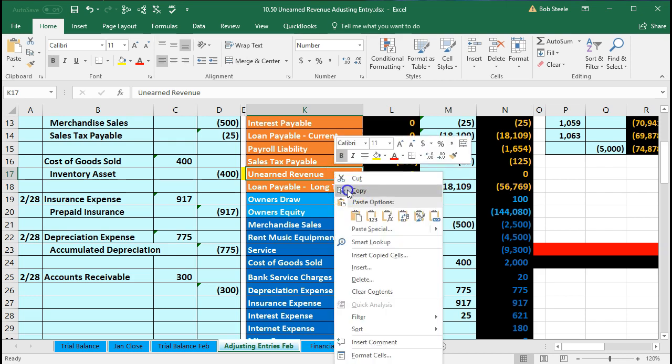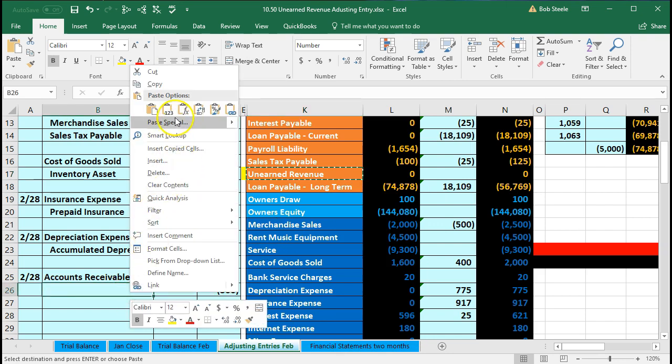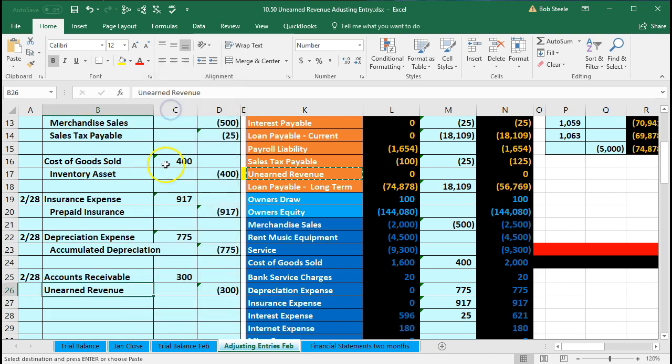So we're going to copy this account. We'll put that on the bottom in B26 and right click, paste 1, 2, 3. Going to indent that now. Going to go to the Home tab, Alignment Group, and increase the indentation. We'll then post this out.